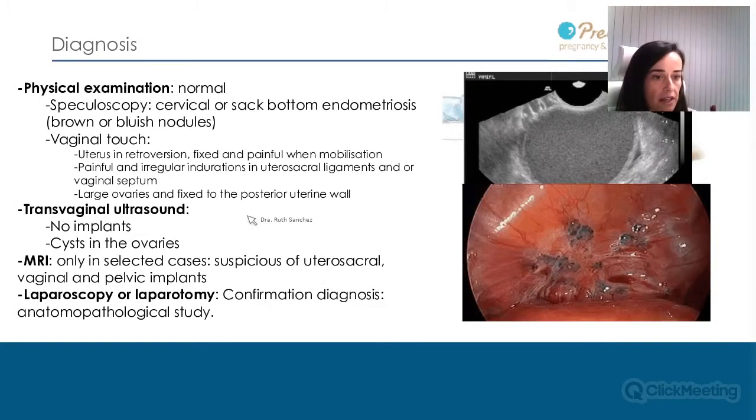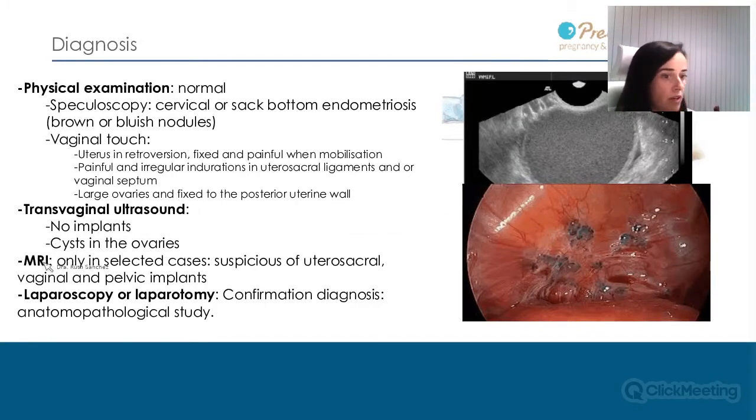The first technique that we have to use is the transvaginal ultrasound. In the transvaginal ultrasound, we are not going to find the small implants of the endometriosis. What we can see is the cysts in the ovaries. So it's the first technique to do to find these cysts. And the endometriosis cysts in the ovaries have a very typical image. It's like this one you can see in this picture.